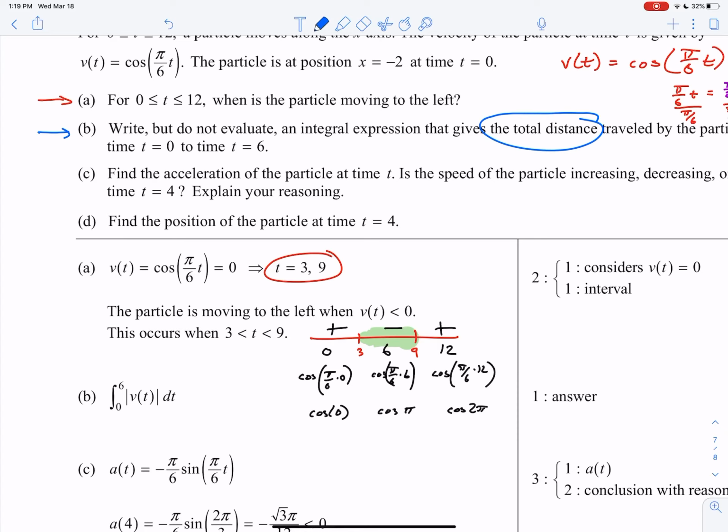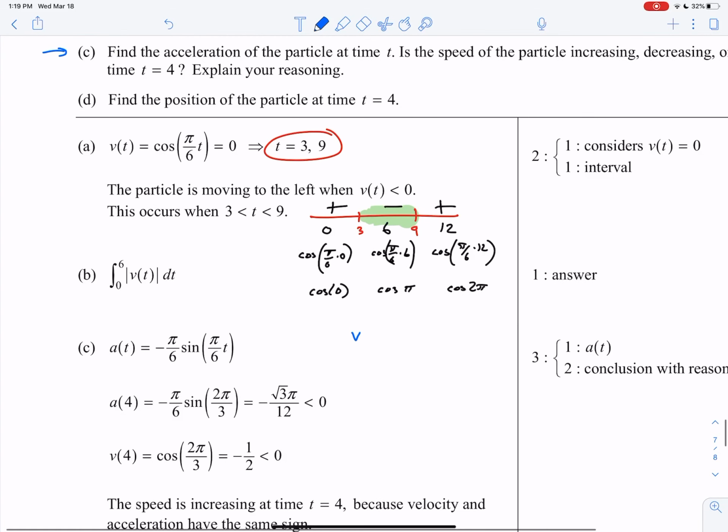Okay? Part C. Find the acceleration at time t. And we'll pause there and we'll answer the second part afterwards. Okay? So we have v. We know that v of t is cosine of pi over 6 t. To find a, we have to take the derivative.